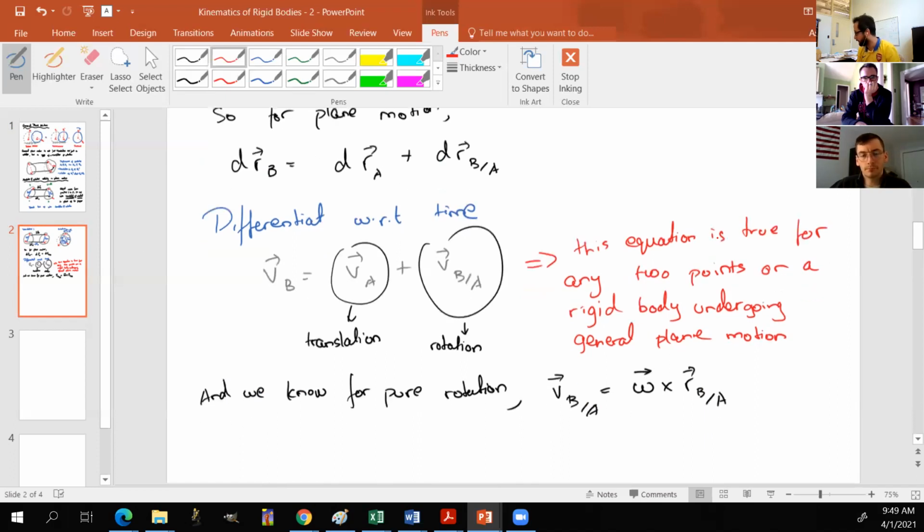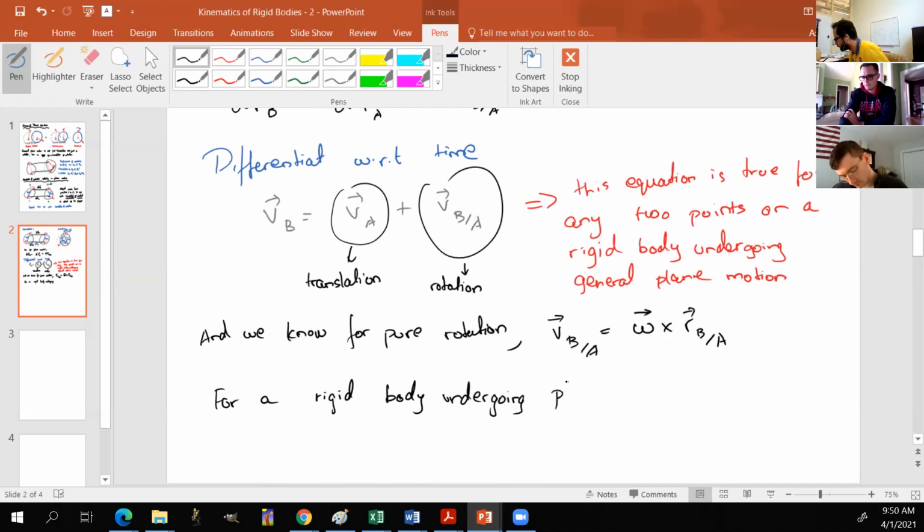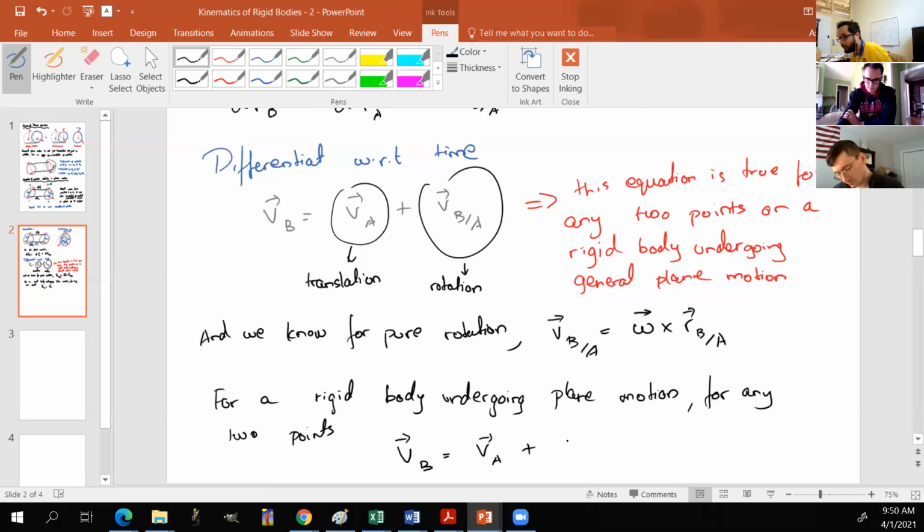All right. So in general, you can write the expression for a rigid body undergoing plane motion, again, as I said, for any 2 points, you can say that the velocity of the point is equal to the velocity, that's the translation, plus the rotation aspect of it. So R of B relative to A, like that.